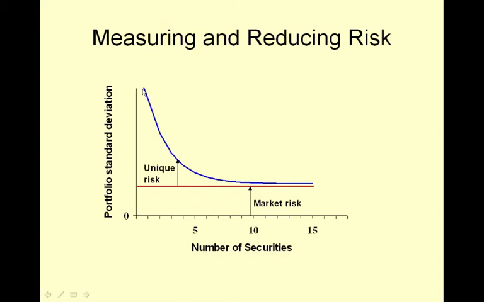By increasing the number of securities in the portfolio, unique risk can be reduced, so that the overall portfolio risk also can be reduced. But there is a limit to the extent to which diversification can reduce portfolio risk, and that is given by market risk. So as the graph shows, unique risk can be reduced or eliminated by effective diversification, whereas market risk is always there.